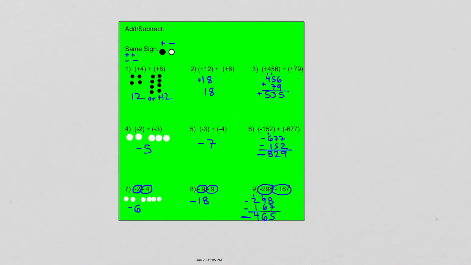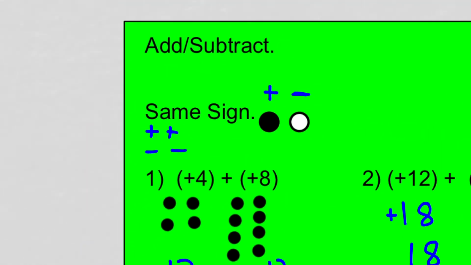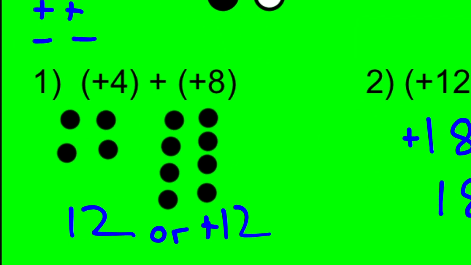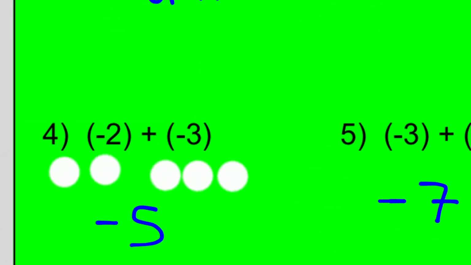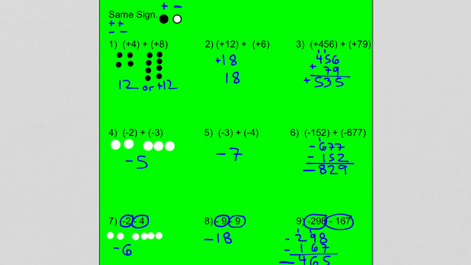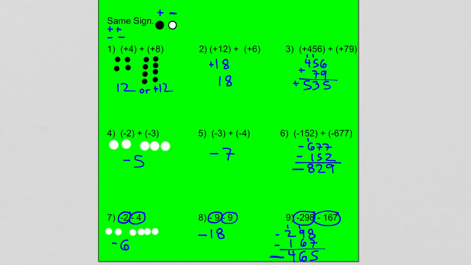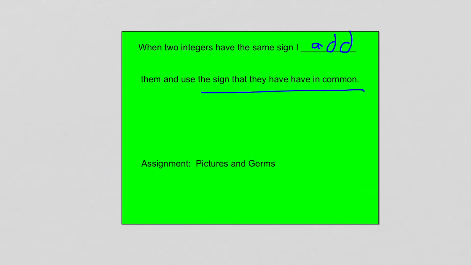Then we talked about what happens when integers have the same sign, like adding two positives or adding two negatives. Whenever they have the same sign, you always add the integers and use the sign that they have in common. So two positives will add up to a positive, two negatives will add up to a negative.